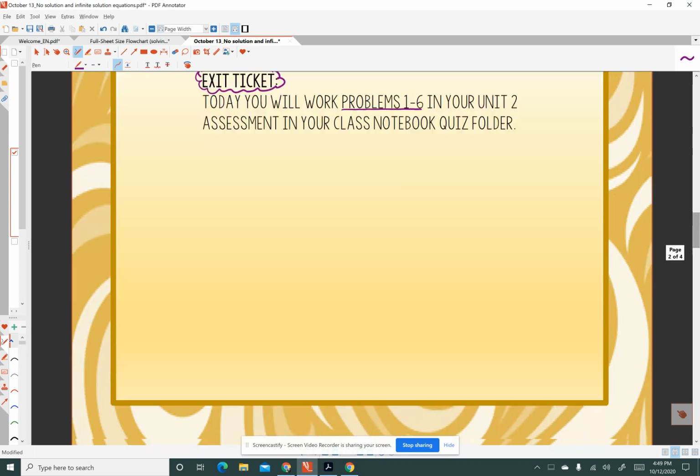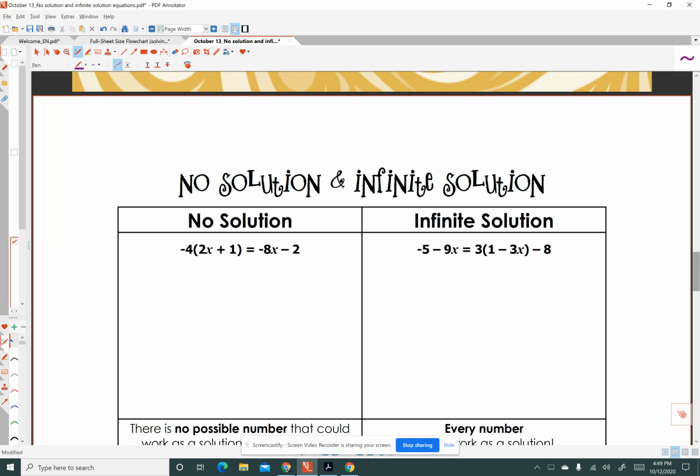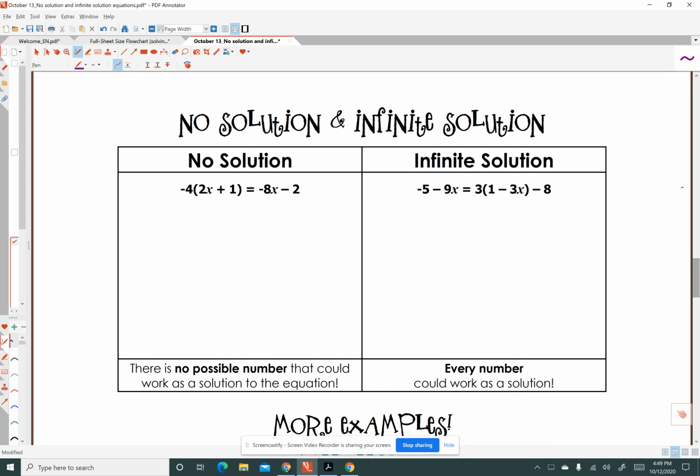So let's get into today's lesson. Today we're talking about no solution and infinite solution equations. This might be kind of an odd concept for you. We're so used to solving these equations, and when we solve them, we usually have x equals a number.